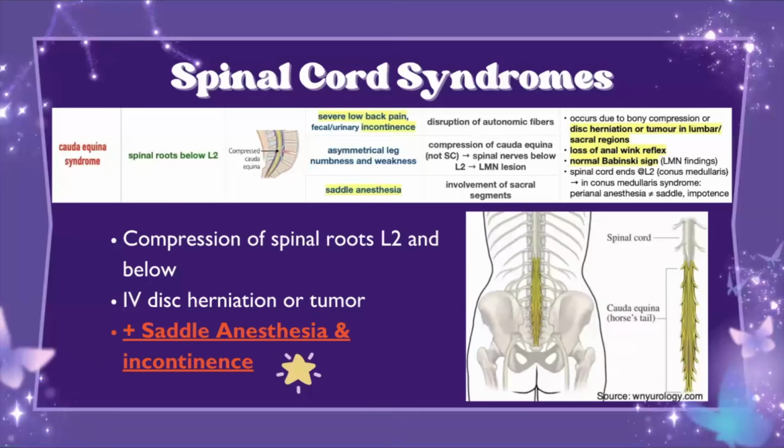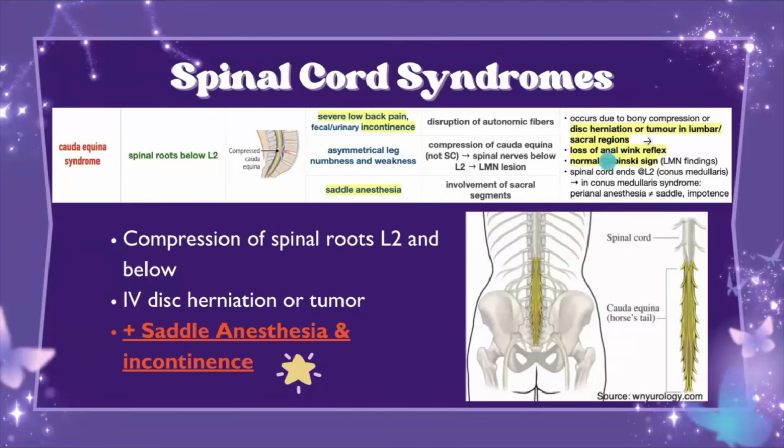We kind of already went over this, but you would have saddle anesthesia and you would have incontinence, specifically fecal and urinary incontinence, and this happens because of the loss of the bladder and anal sphincters, and that is why you would have these symptoms. So cauda equina happens when there's compression of the spinal roots at the level of L2 and below.